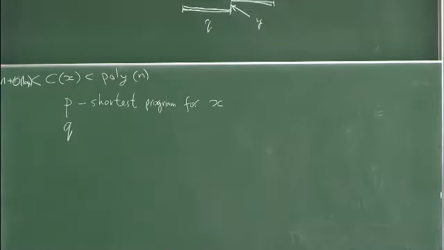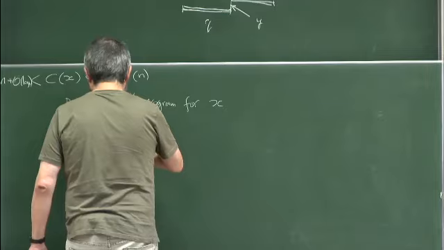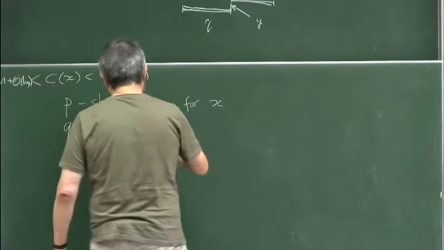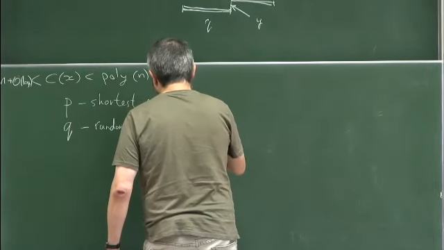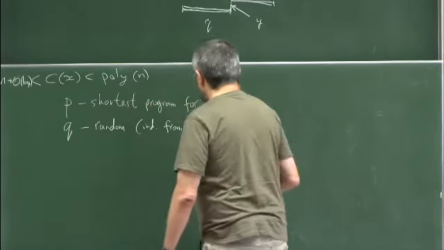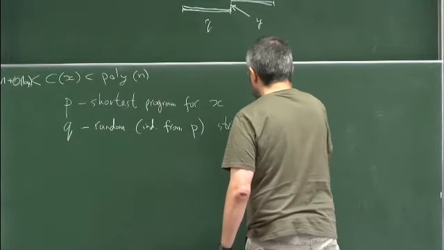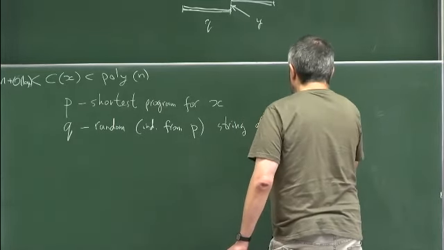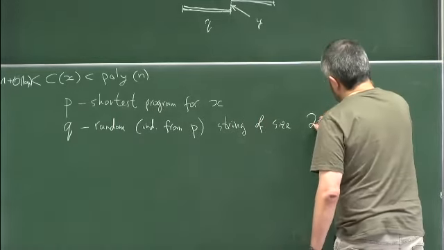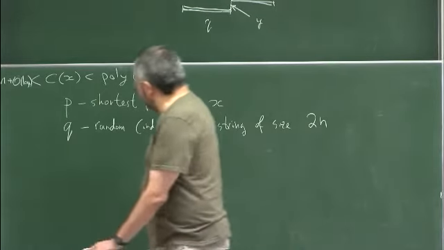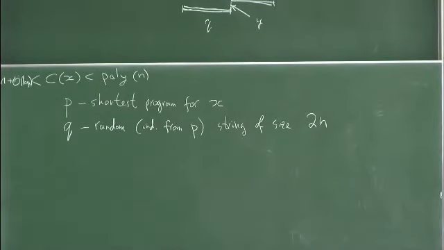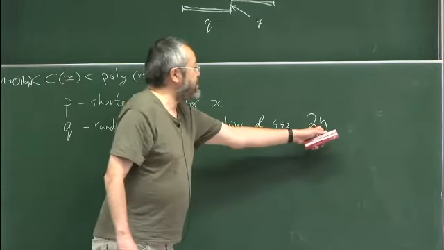But let's try a random string, independent from P, of size 2n. So we have again the same P, which has the bits from x, and some fresh bits, a bit more than we need.